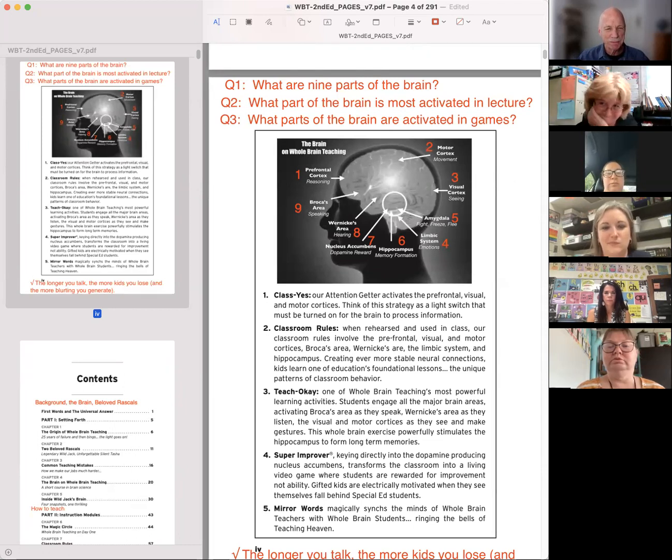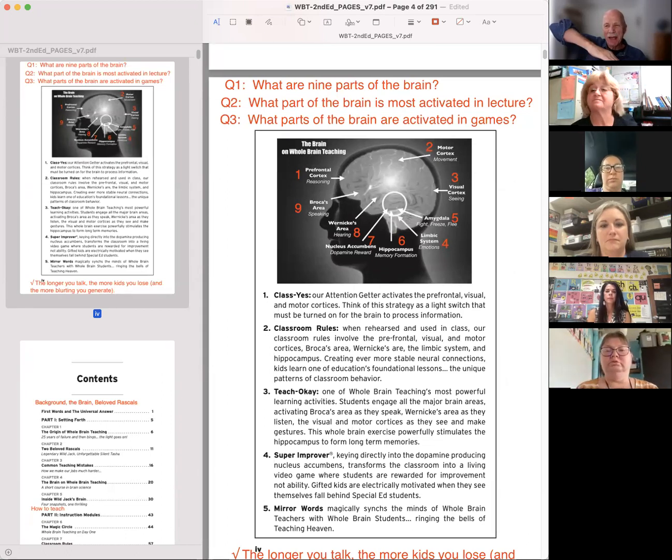All right, now I am to the 6th part of the brain. It's in the limbic system, but it's the hippocampus. The hippocampus generates memories. Very important to know that in the emotional center of the brain is where we're creating memories. Hippocampus. Here we go.